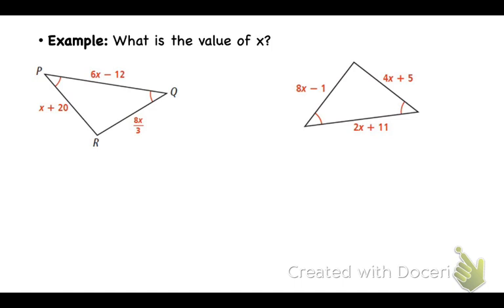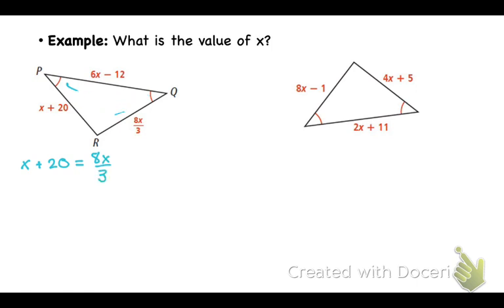So if I know that angle P and Q are congruent, what do I know about PR and QR? They're congruent. So it tells me these two are congruent. So congruent means the numbers are what? Equal. So I set x plus 20 equal to what? 8x over 3.